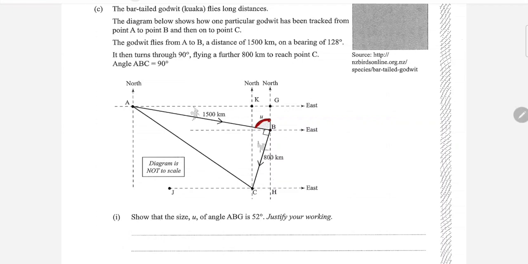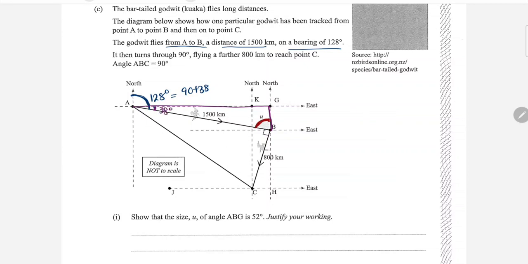All right, so here it says that the godwit flies from A to B, a distance of 1500, on a bearing of 128. That means this angle from north here is 128 degrees. Now here they have drawn those dotted lines that are the straight lines. So that means it is 90 plus that small angle here. 90 plus what is 128, 90 plus 38. So if we consider this triangle, this small angle is 38 degrees, right?